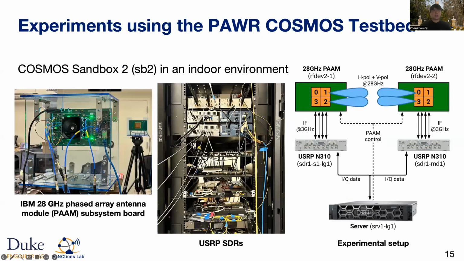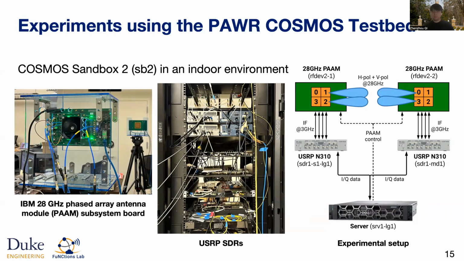This shows an example of our system setup on the PAWR COSMOS testbed. It's deployed in COSMOS Sandbox 2 in the indoor environment. The left-hand side picture shows the IBM 28 GHz PAAM boards, and in the middle are the USRP devices that we used. On the right-hand side, it shows the connections between the USRPs and our PAAM boards.